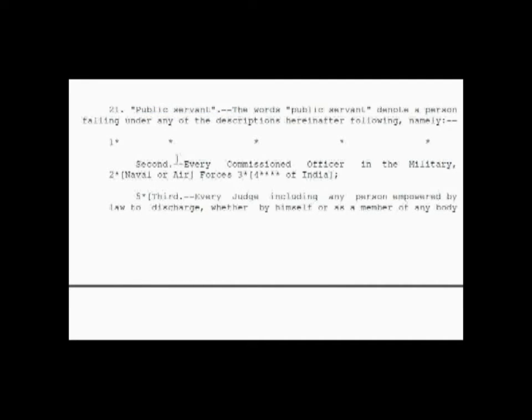So the first category is omitted. The second category talks about commissioned officers of the military, air force or naval officers. The third category talks about any person who, by law, is discharging any adjudicatory function.